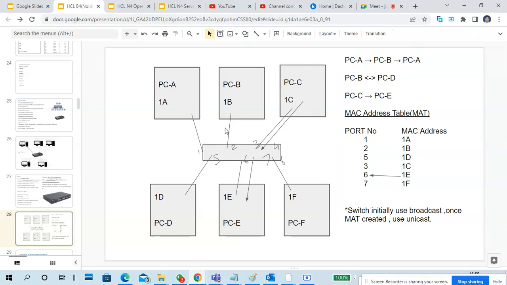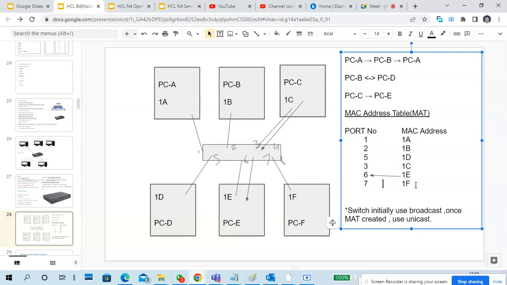Initially it will broadcast for learning MAC addresses, but later it will create a MAC address table. Once it has created the MAC address table, it uses the table to forward the packets like a unicast.